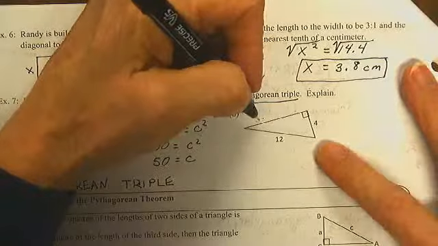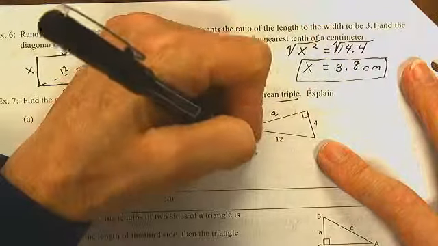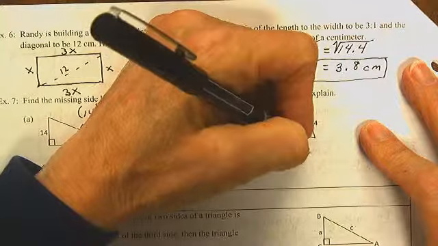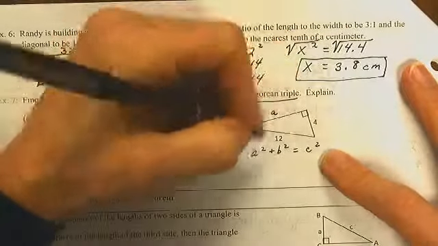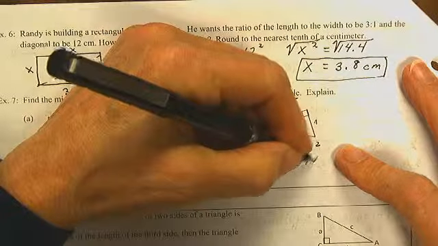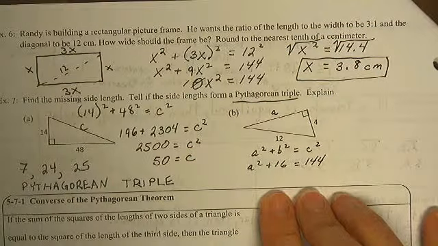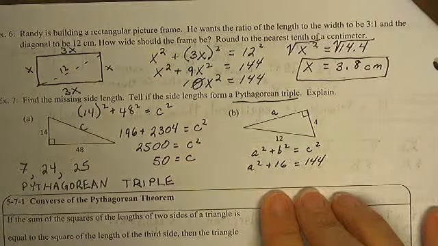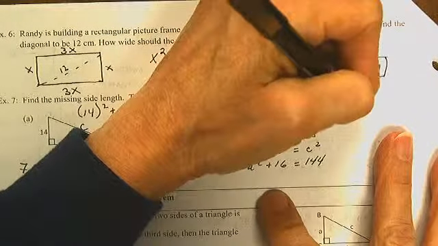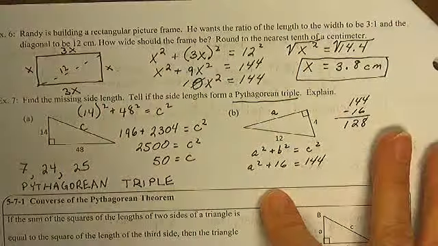Okay, let's look at this one. We have, we'll call this A. A squared plus B squared equals C squared. A squared plus 16 equals 144. We subtract 16 from each side. And what is that going to give us? 144 minus 16, 128.